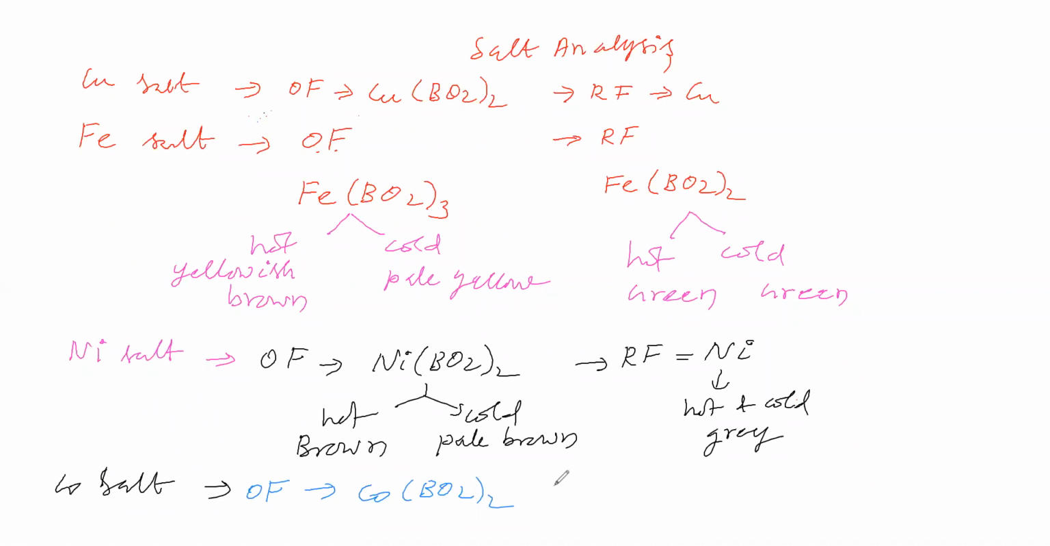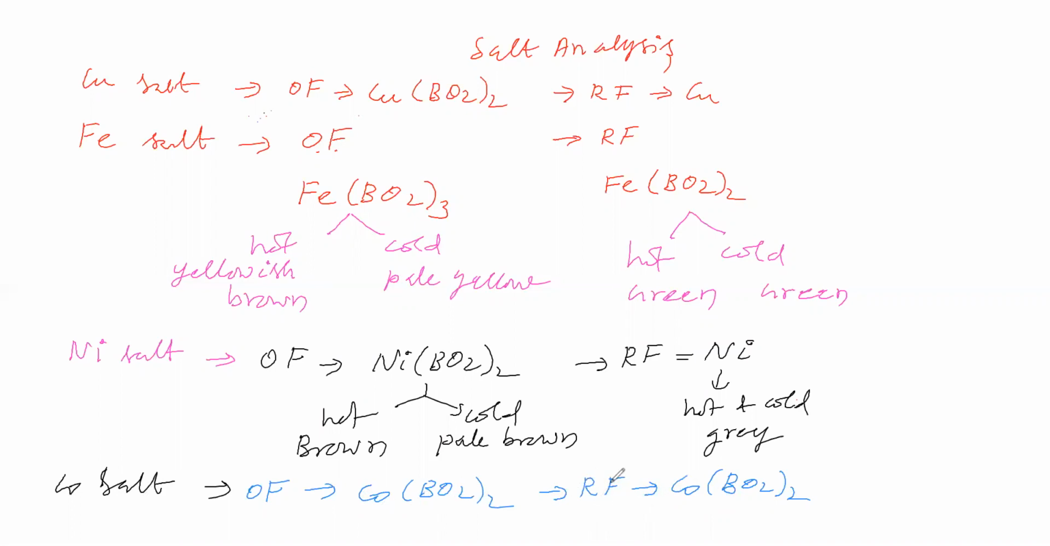Now in reducing flame it exists in the form of cobalt(II) metaborate. In the oxidizing flame, cobalt exists in the form of cobalt(II) metaborate. In reducing flame also it exists as cobalt(II) metaborate. So in oxidizing flame and in reducing flame, cobalt salt exists in the same manner.